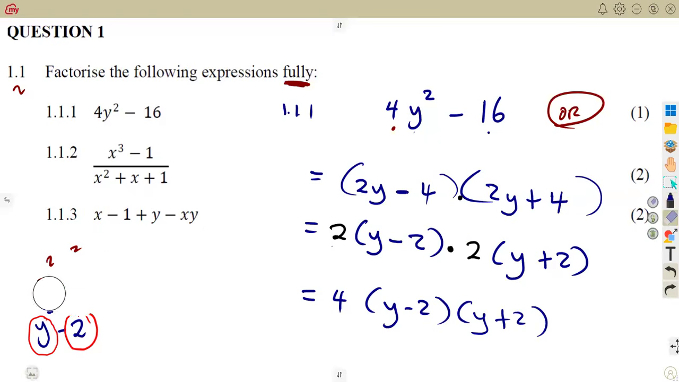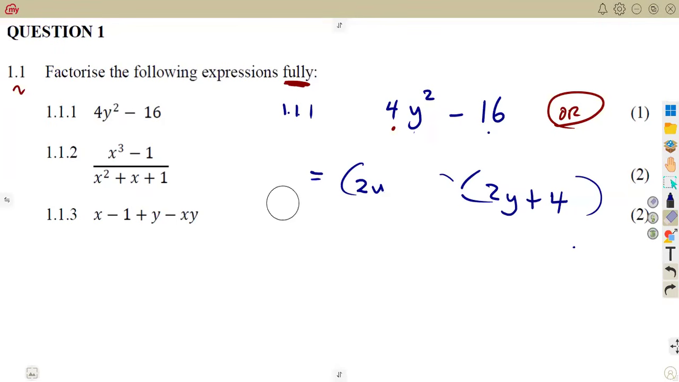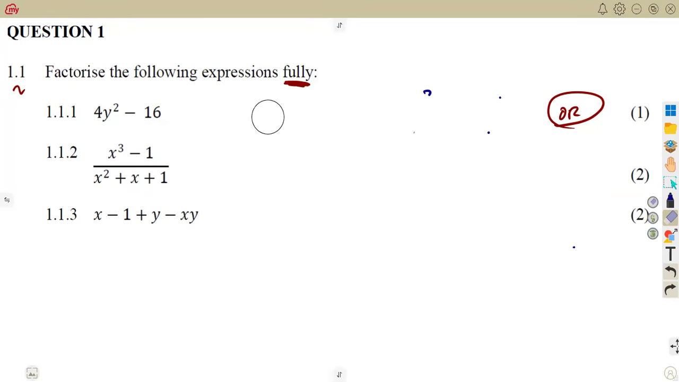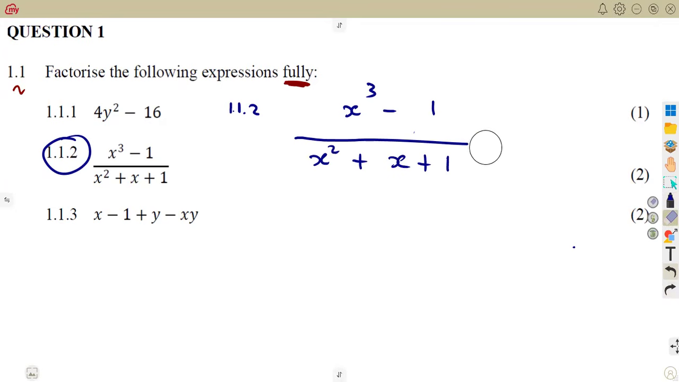All right, let's consider another part of our question, which is 1.12. We are given, again, it is to factorize. Let's see what we have there. 1.12, this is x to the exponent of 3 over x squared plus x plus 1. So here they are just testing you on your normal factorization. Remember the factorization, the difference of 2 cubes.